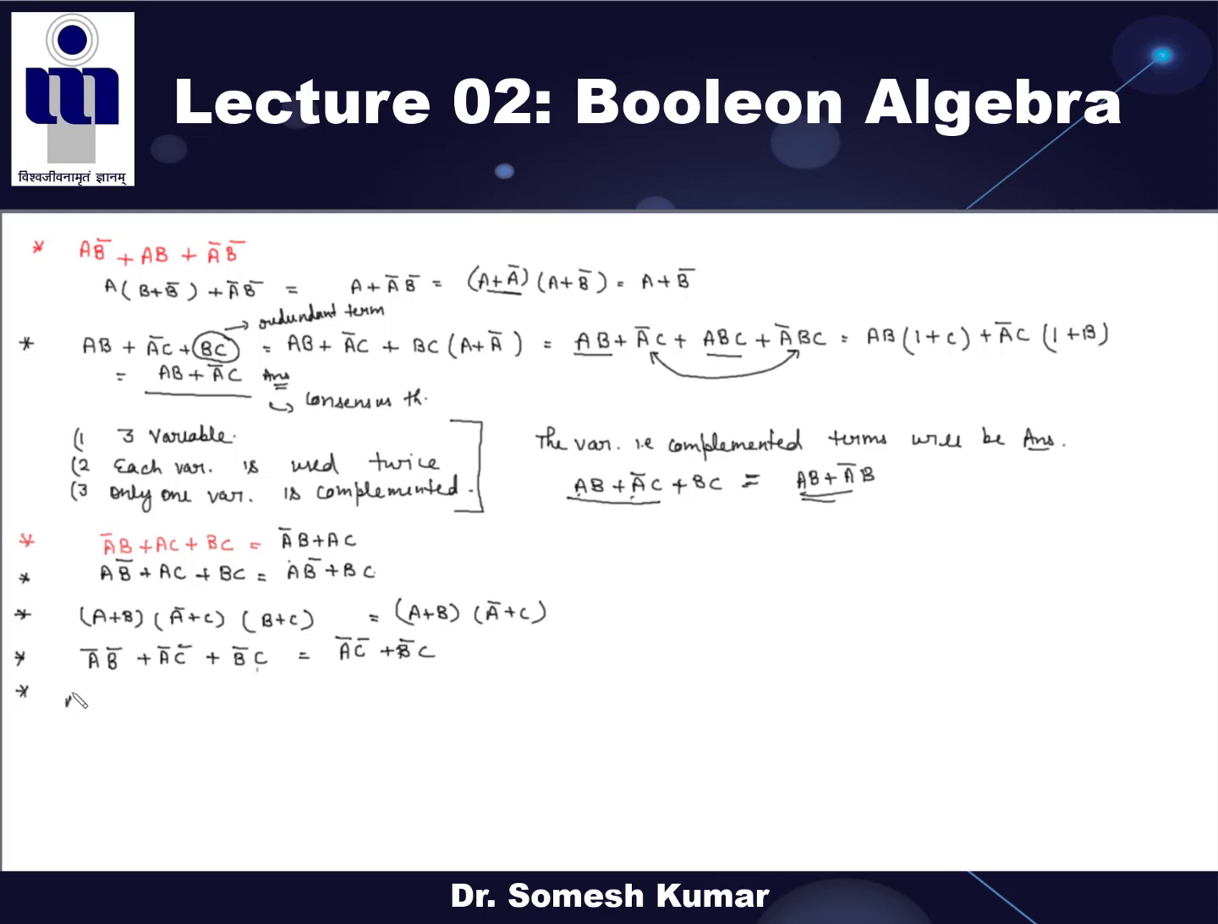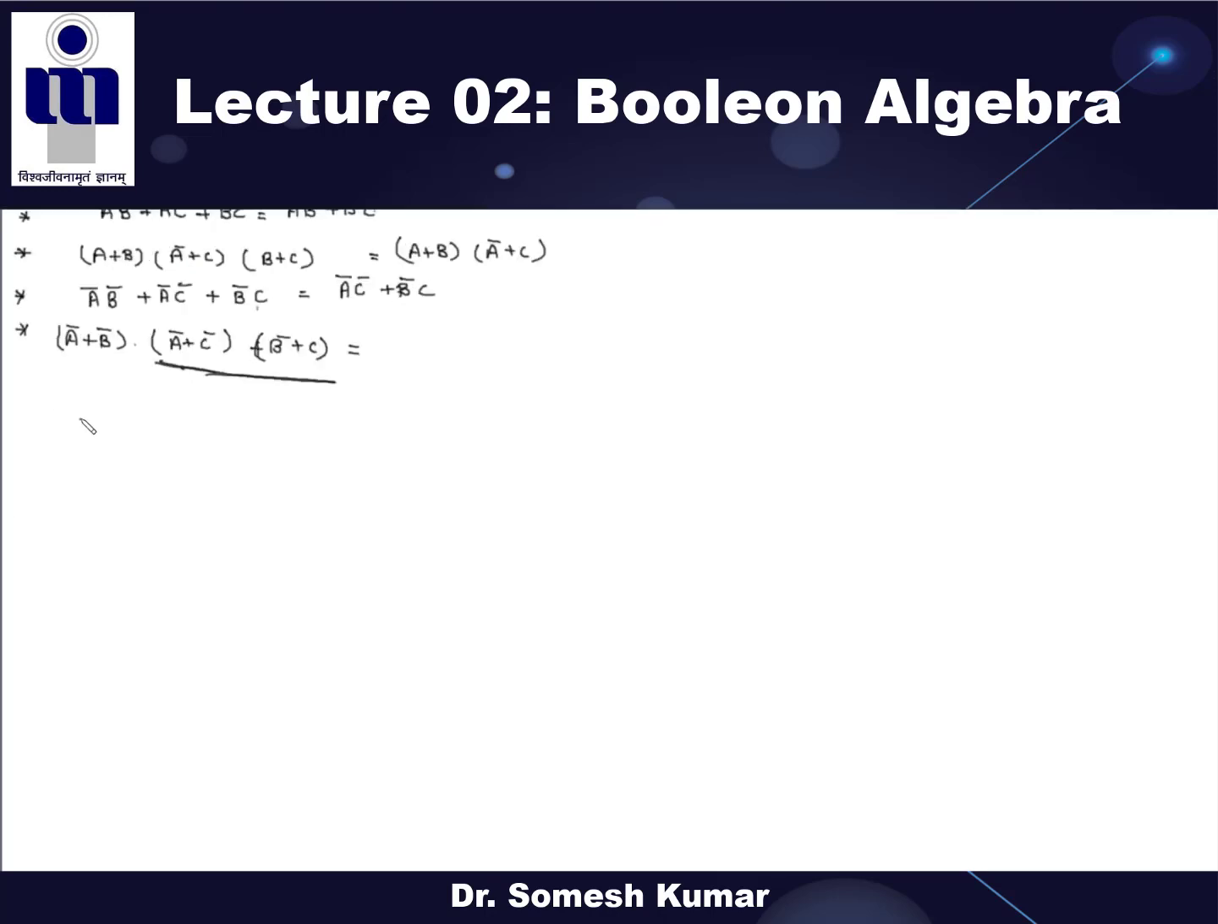Okay, one last example based on this approach. Sorry, B bar plus C. So now what is the answer? This is the answer, and A bar plus B bar is your redundant term.